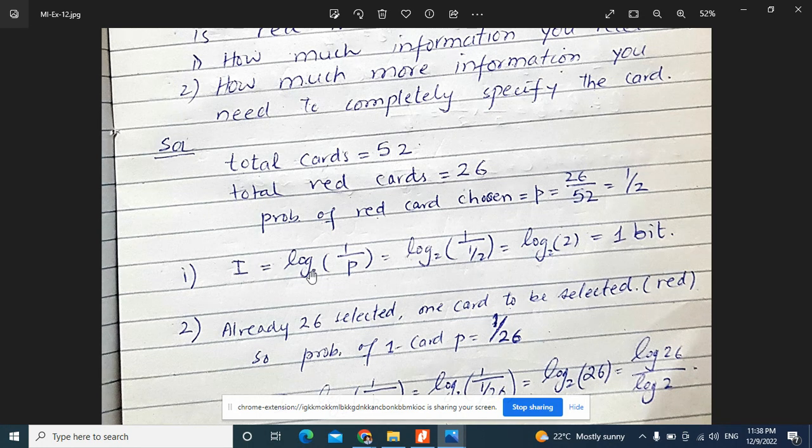Using the formula I is equal to log 2 1 by p, we already calculated p, which is 1 by 2. So 1 by 1 by 2, the denominator goes upstairs, giving log 2 of 2, which is equal to 1 bit.